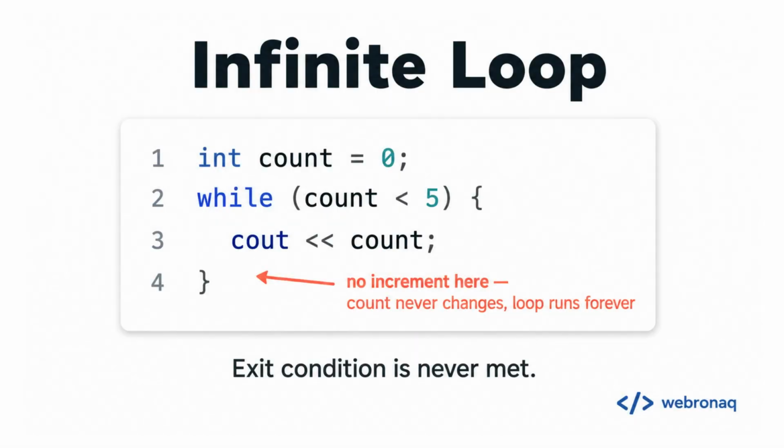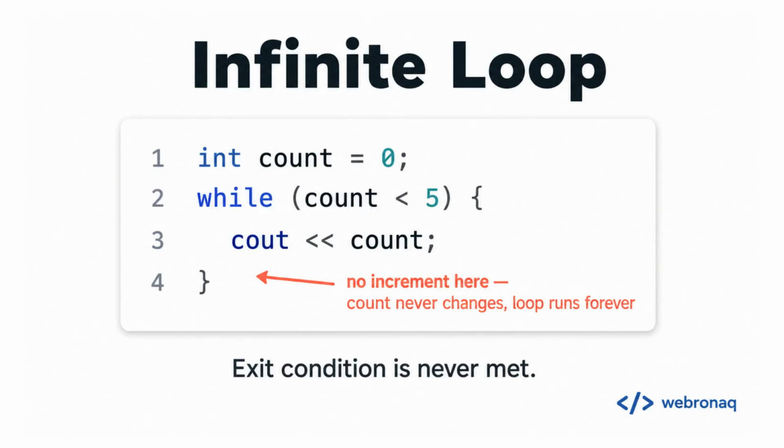Now look at this. Here is one of the simplest infinite loops you can write. We set count to 0 and then enter a while loop that runs as long as count is less than 5. Inside the loop, we print count using cout. But then the closing brace arrives, and we go straight back to the condition check, without ever changing count. Count is still 0. The condition is still true, so the loop runs again and again and again. The program never moves forward, because the exit condition is never met.